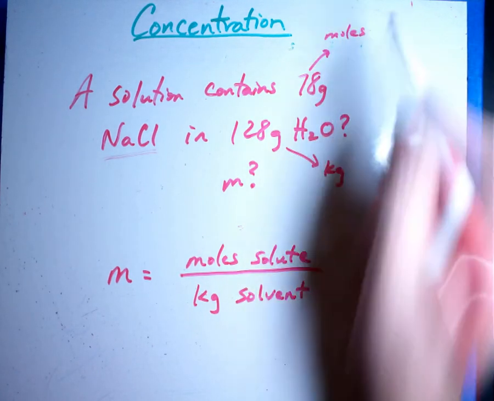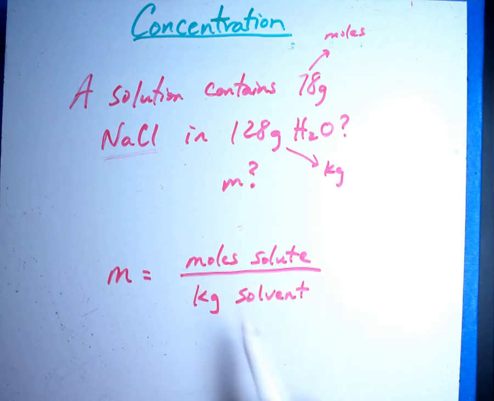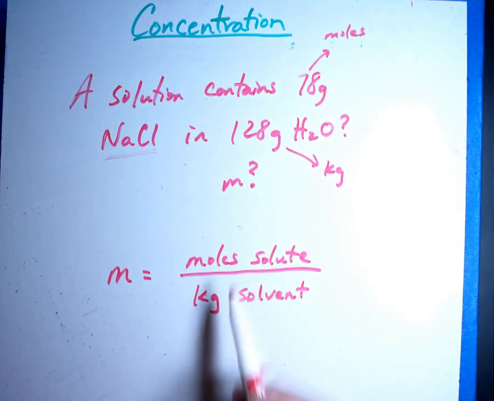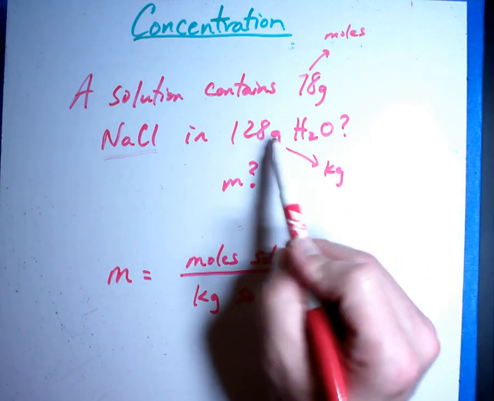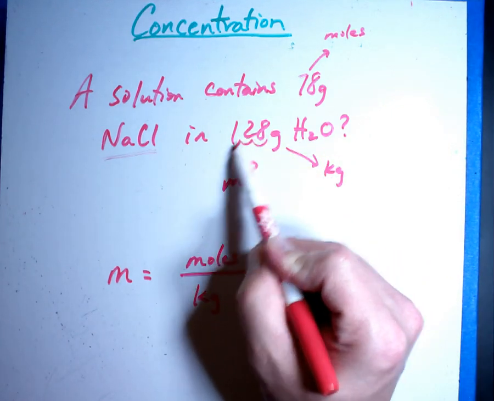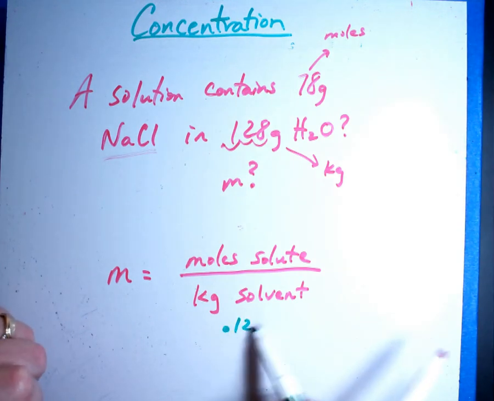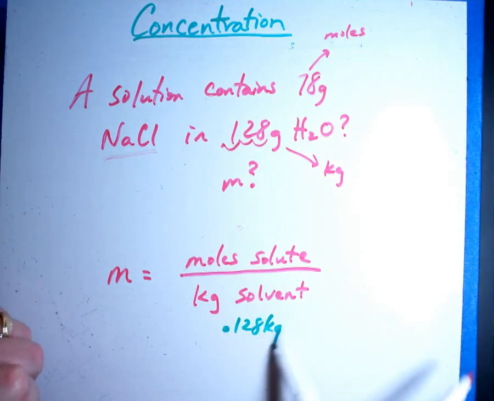How do I know that? Well, the solute is in moles, and the solvent is in kilograms. So that's what I have to do. This is the easiest one. If you're in grams and need kilograms, back the decimal up 3 times. So this is 0.128 kilograms. Grams to kilograms is the same as doing milliliters and liters. You just back your decimal up.